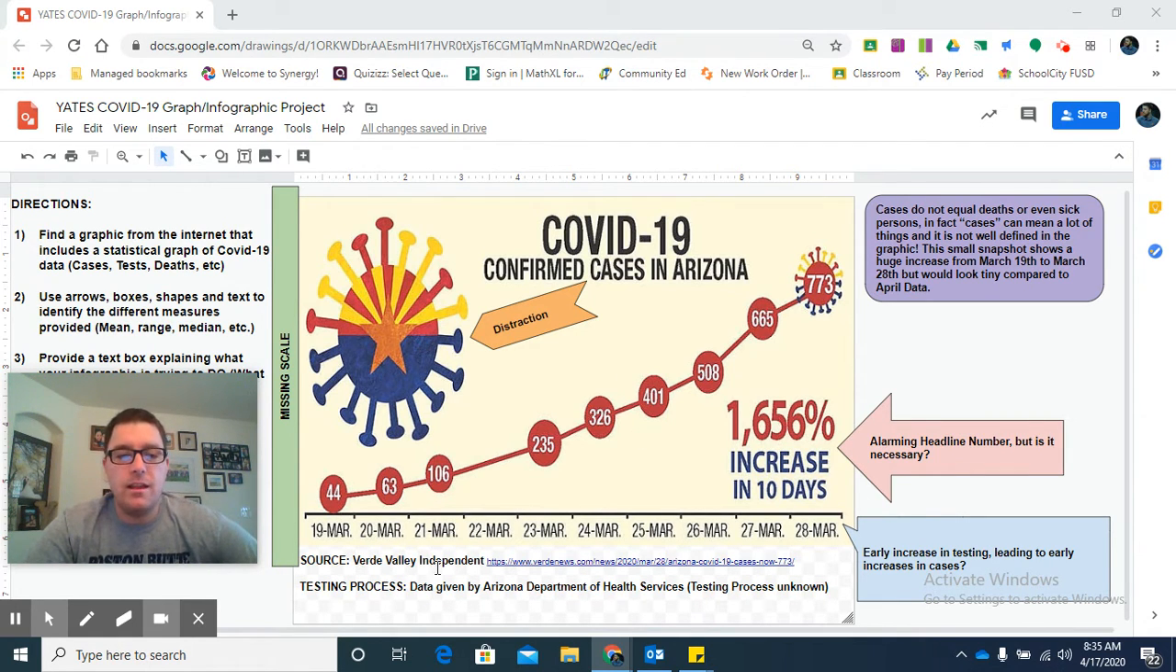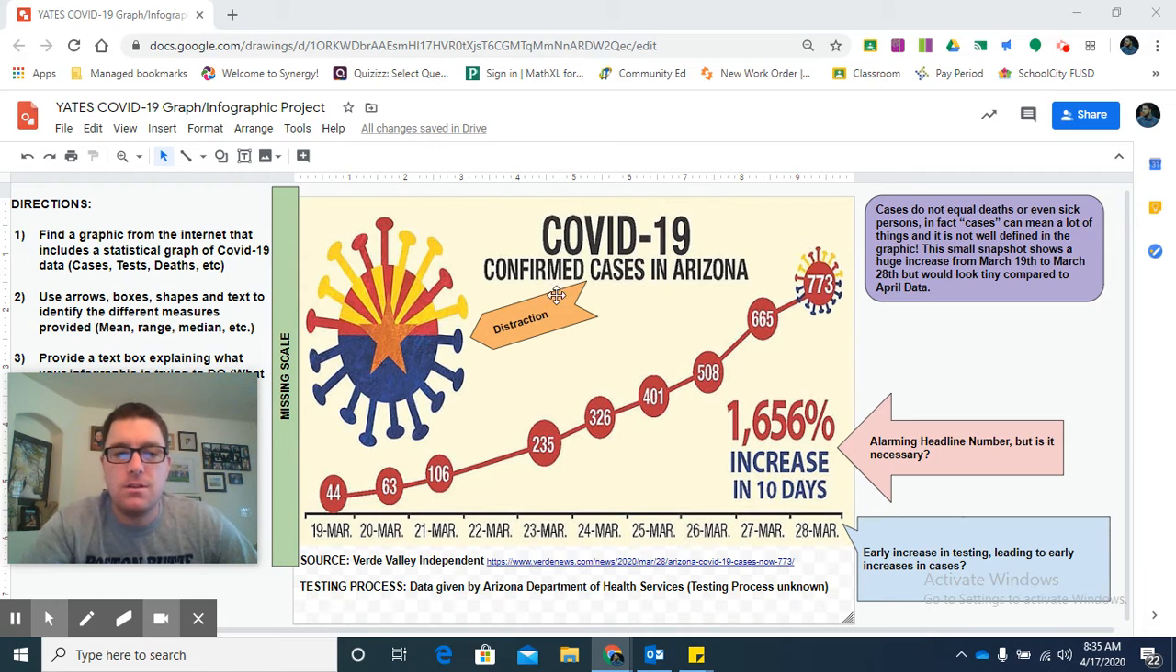This is from the Verde Valley Independent. I provided the link to the web page that I took this from. And then most importantly, the testing process. What testing process came about to get this data? So this says data is given by the Arizona Department of Health Services. And then inside the article, it doesn't tell us what the testing process was. And that's important. You need to understand where you're testing, what testing processes. Are these physical tests? Is this a poll? Is this a projection? Is this a guess? So a lot of important stuff in here.